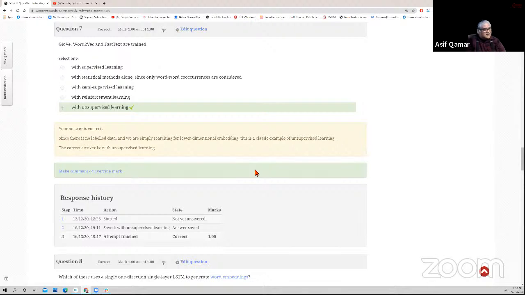Now, why is it unsupervised? Since there is no labeled data, and we are simply searching for a lower dimensional embedding. This is a classic example of unsupervised learning. Right? So the correct answer is unsupervised learning.